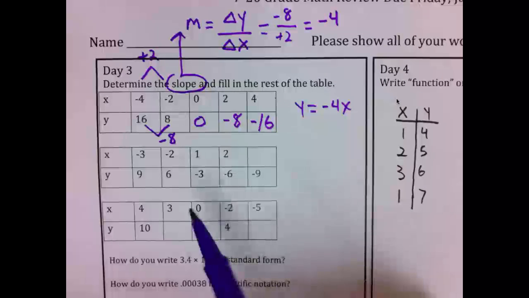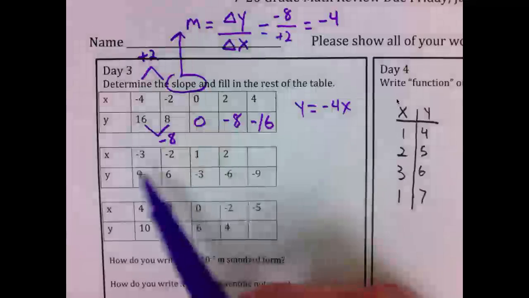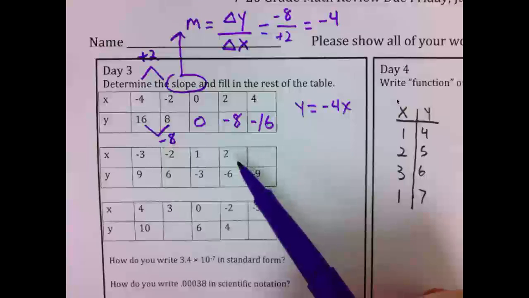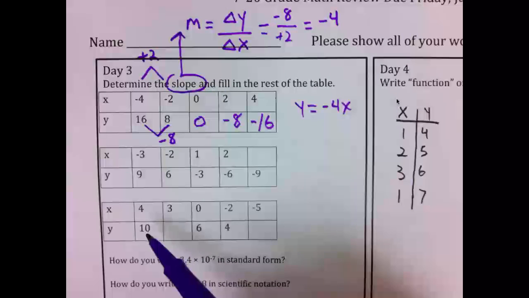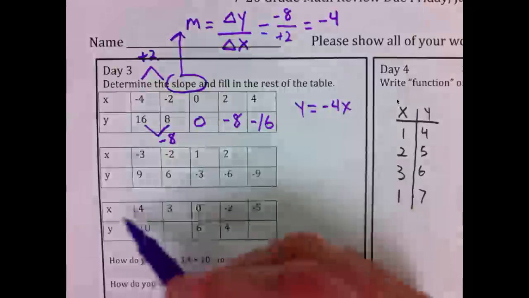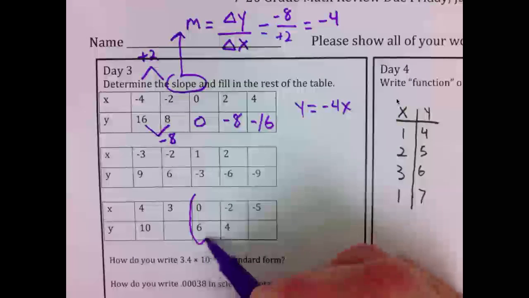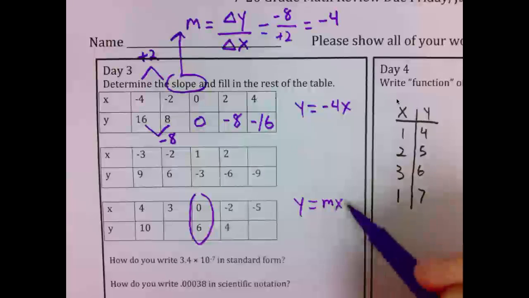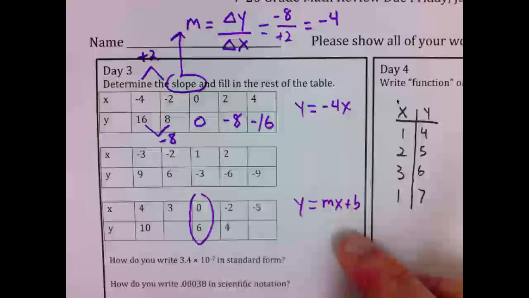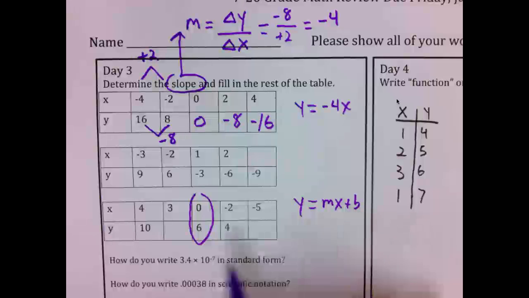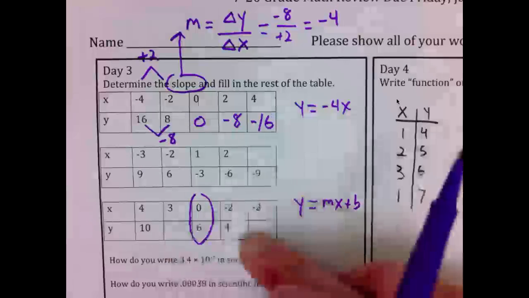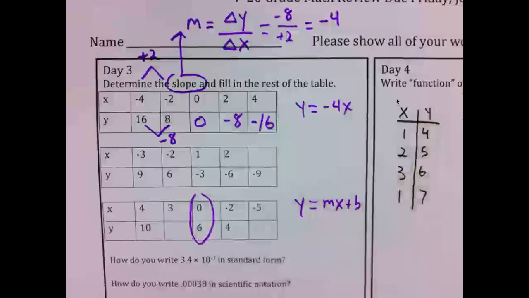Alright, as it happens, B, the second one, is also a proportional relationship, but the last one is not. In the last one, we see that 0 pairs with 6, so you'll have to consider our form y equals mx plus b. First, we find the y-intercept, that's the b. That'll be 6 in this case. Then we find the slope. That'll help us complete the rest of this table. Alright.